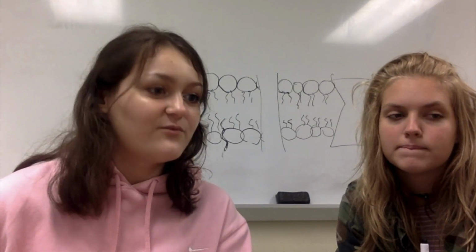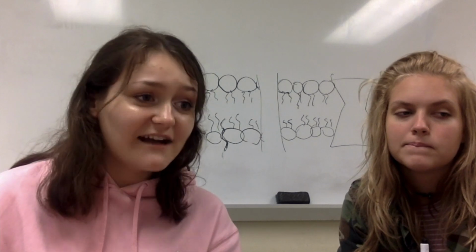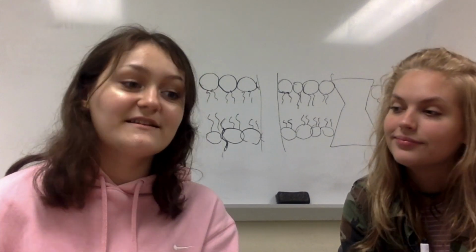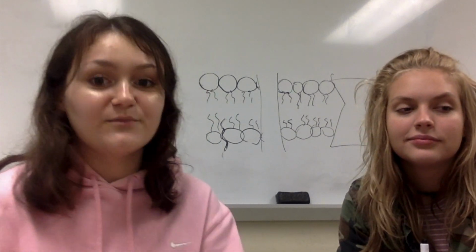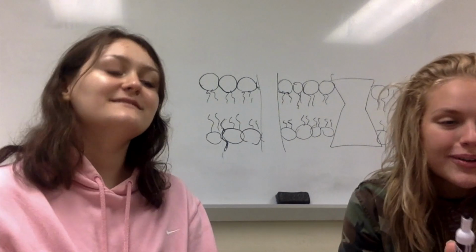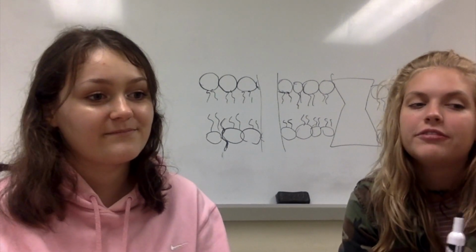Speaking of transport, there are two major ways that materials can move about the cell membrane. There's active transport, which means that energy in the form of ATP is needed to move the molecules around, and then there's passive transport, which means that no energy is needed to move the molecules around. The transport of molecules is very important for a cell.